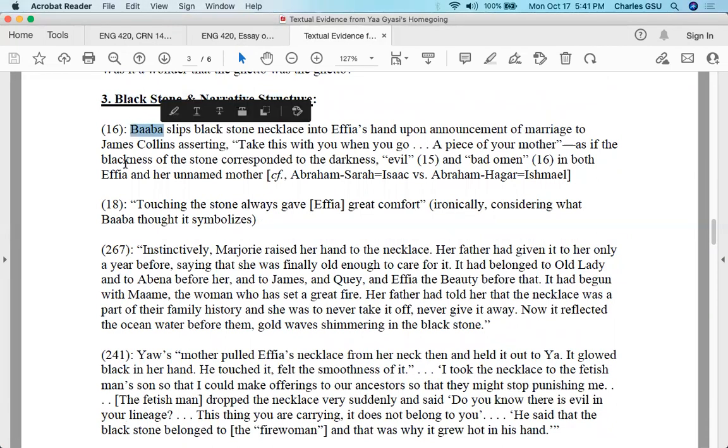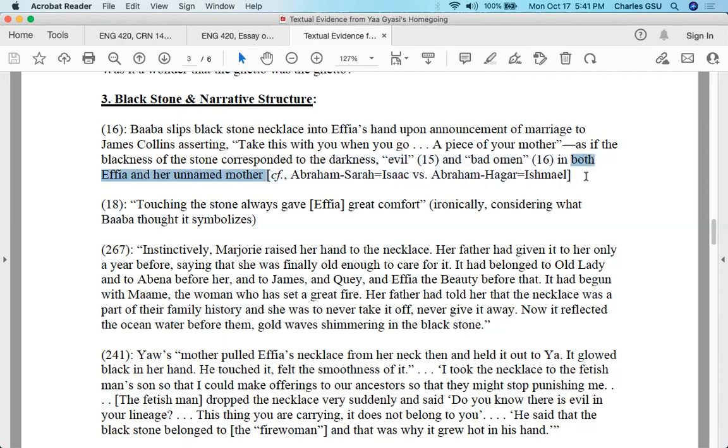Remember, Baba is the stepmother, if you will, of Effia. Baba slips the Black stone necklace into Effia's hand upon announcement of marriage to James Collins, asserting, "Take this with you when you go." So this is Baba to Effia: take this with you when you go, a piece of your mother, that is Mame, as if the blackness of the stone corresponds to the darkness or evil and bad omen in both Effia and her unnamed mother. In other words, Baba is in her mind saying, get rid of this, because you and this stone are nothing but a curse to the family.